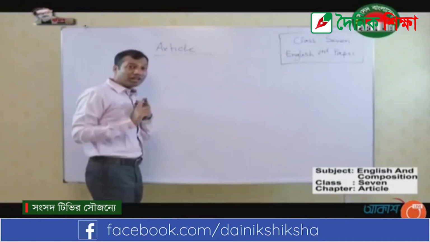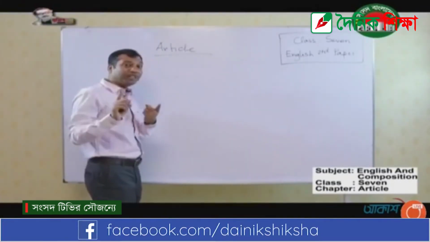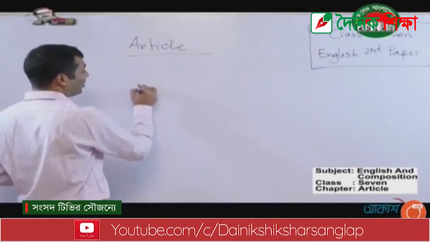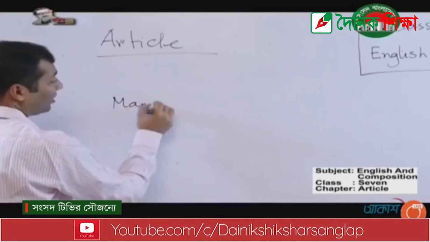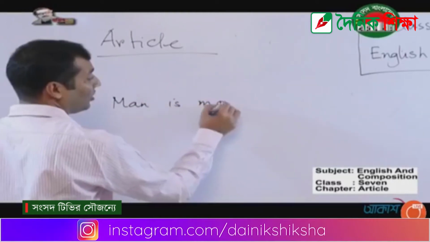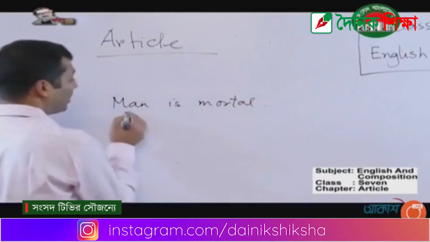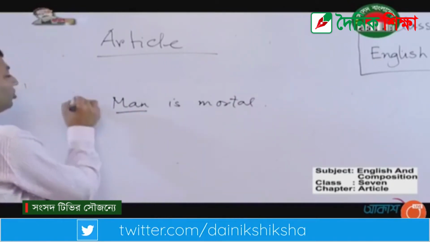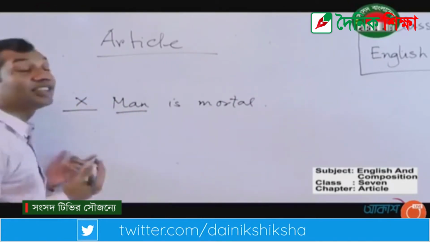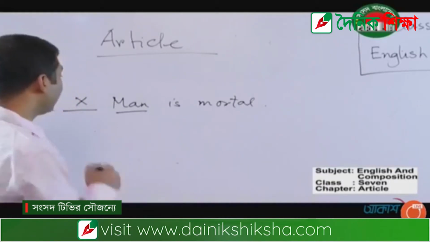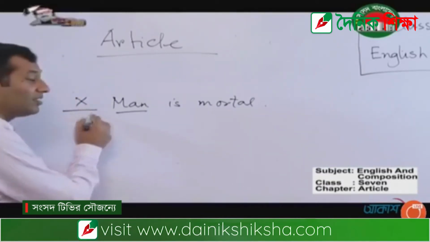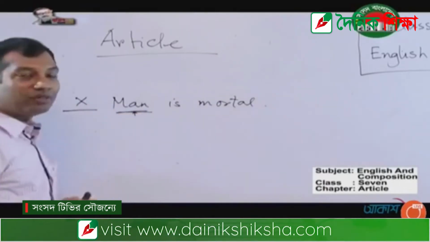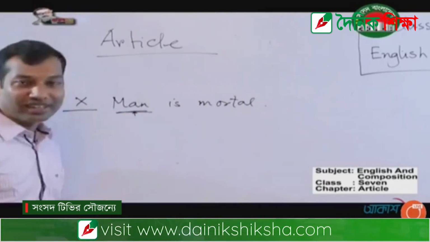But sometimes there is an exception. Before the common noun man, no article is used. Man is mortal. Though it represents the whole class, you cannot use any article before it. This is exceptional. You should keep in mind that the common noun man doesn't take the article the before it when it represents the whole class.